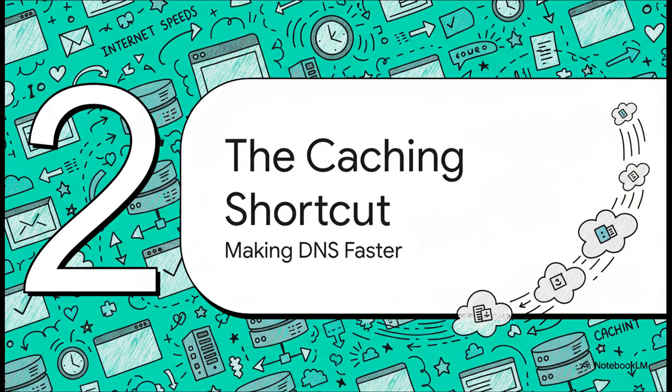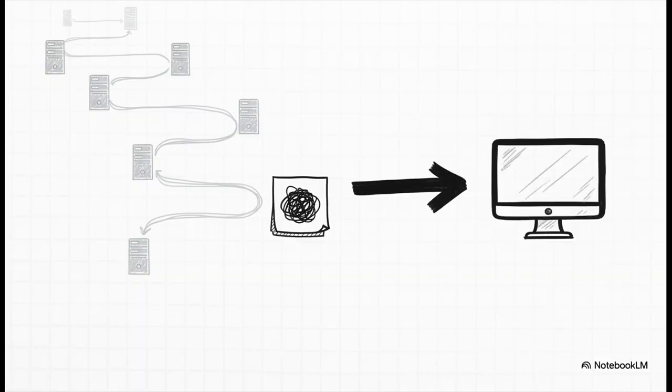Now, you might be thinking, whoa, an 8-step process, that sounds kind of slow. But the internet is incredibly clever. That full journey, it almost never has to happen, thanks to a beautiful process called caching. Caching is pretty much the internet's secret weapon for speed. It's like after you look up a phone number, you jot it down so you don't have to go back to the phone book every single time. Caching just keeps a temporary copy of the answer much, much closer to you.